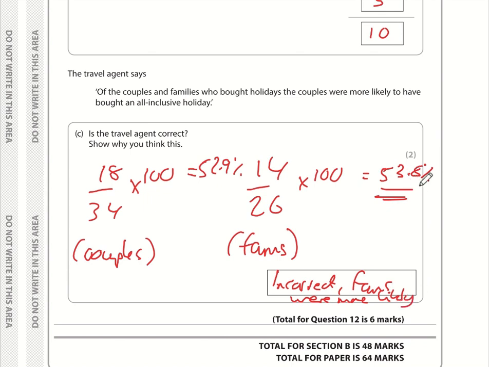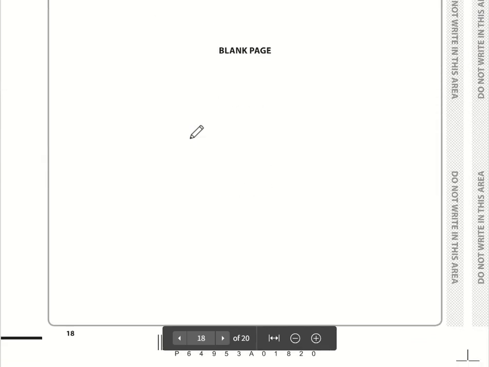But the key thing is we've proven it using some actual maths, so the final comment is kind of irrelevant really, but it's worth putting it into words just to answer the actual question. And that takes us to the end.